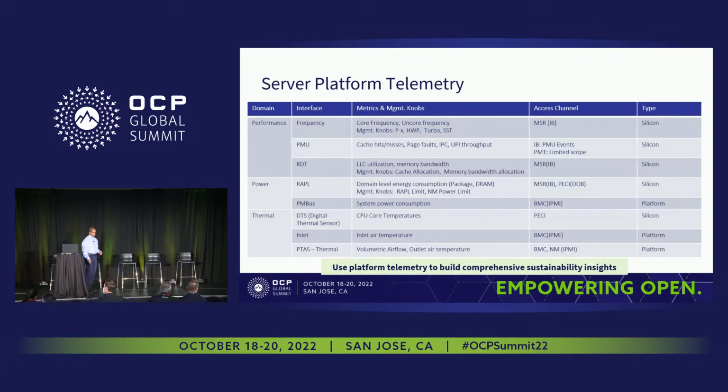I promise I'm not going to walk you through every line of this, but essentially the silicon hooks and the platform level hooks are numerous. At the silicon level, we have what are called MSRs, model specific registers, and then there is out-of-band access to them. There is also the performance monitoring unit, called PMU, and between those two, we have a lot of ability to change the frequency. We have the ability to monitor what's happening inside your silicon at a very deep level. And we also have the ability to control power through Running Average Power Limiting, called RAPL.